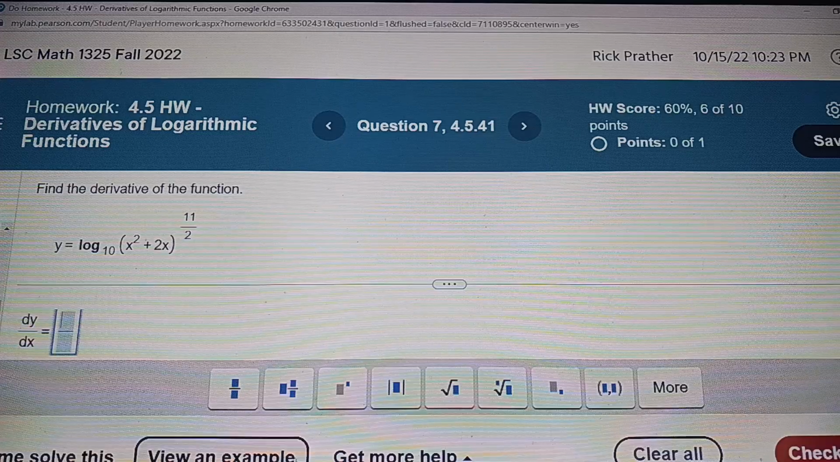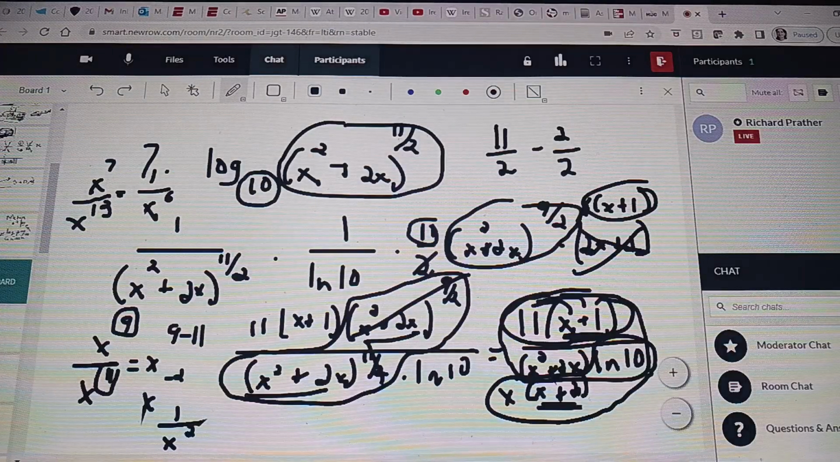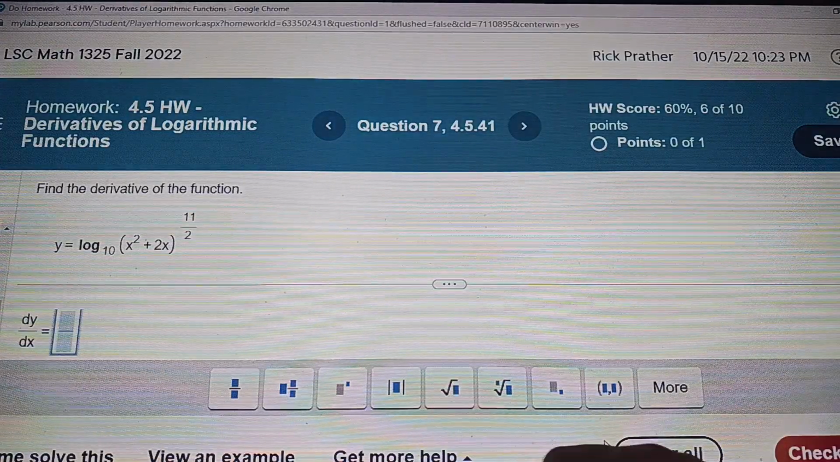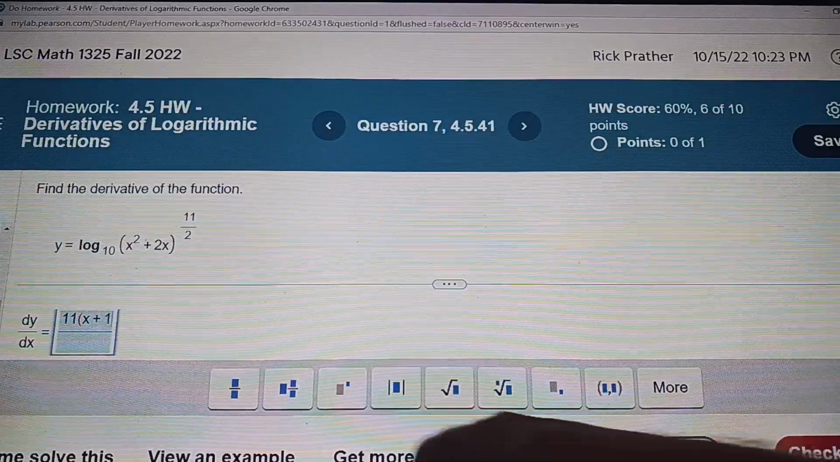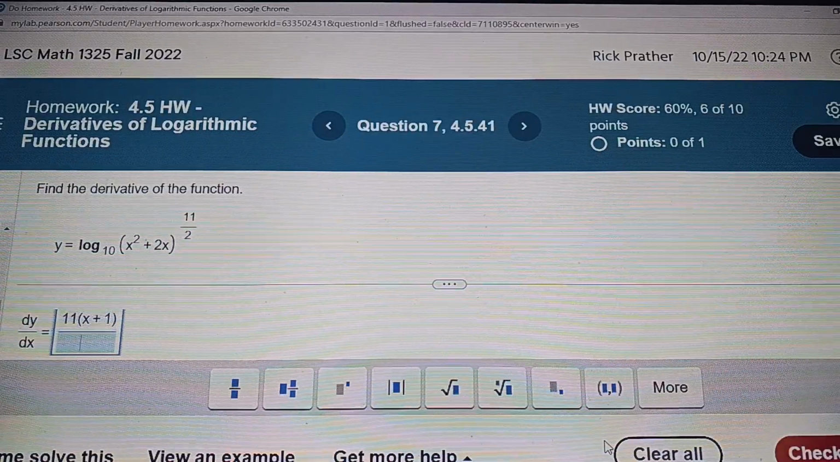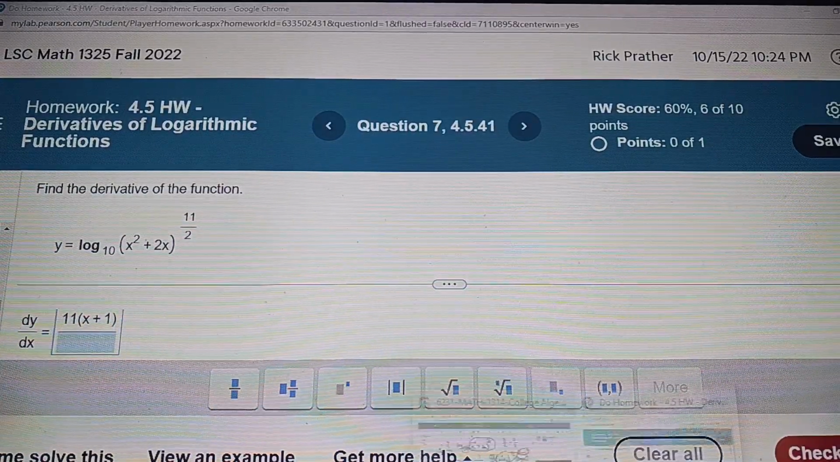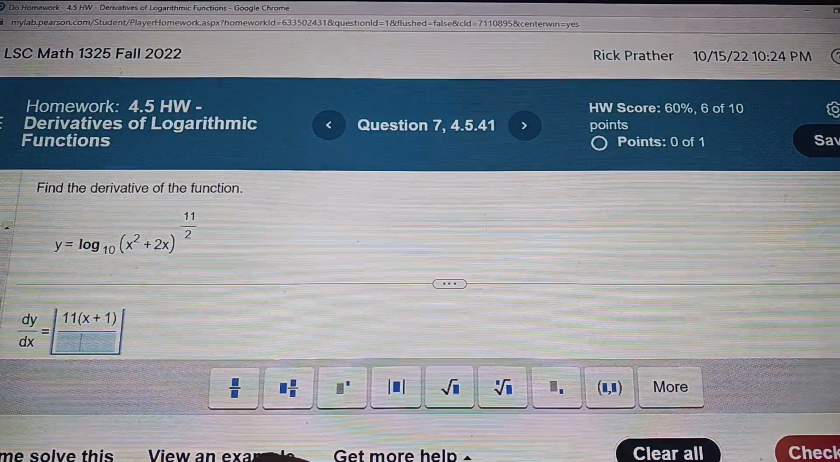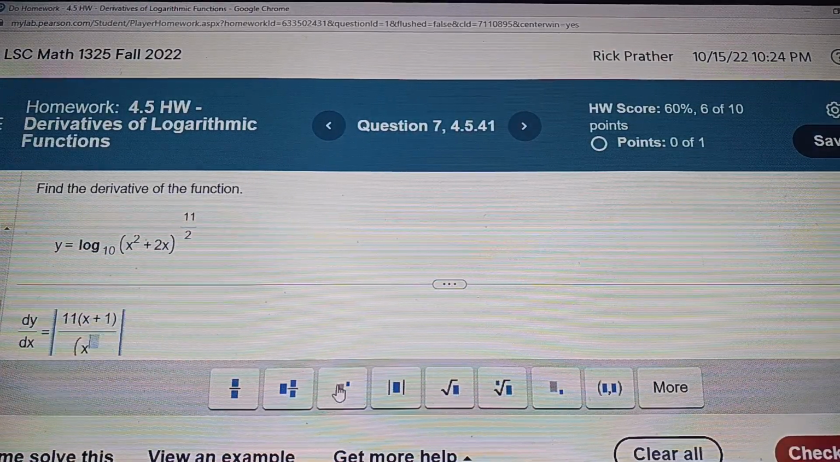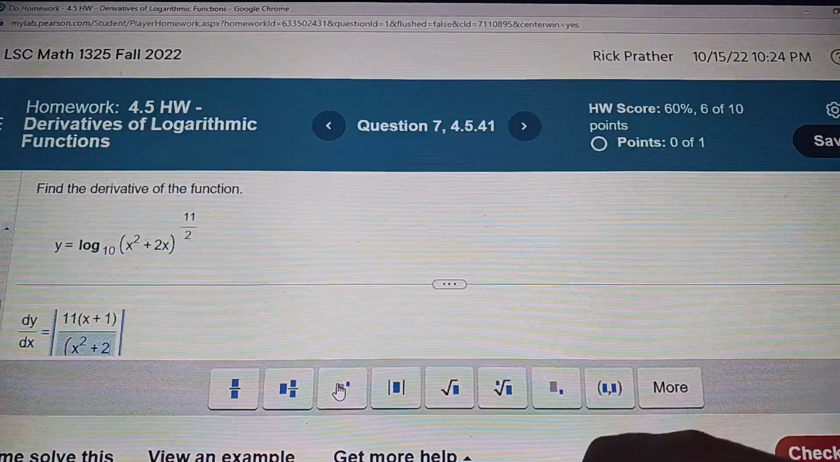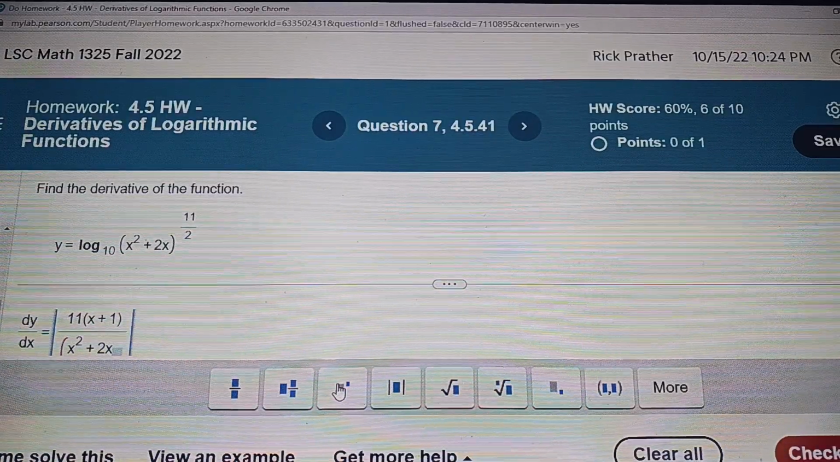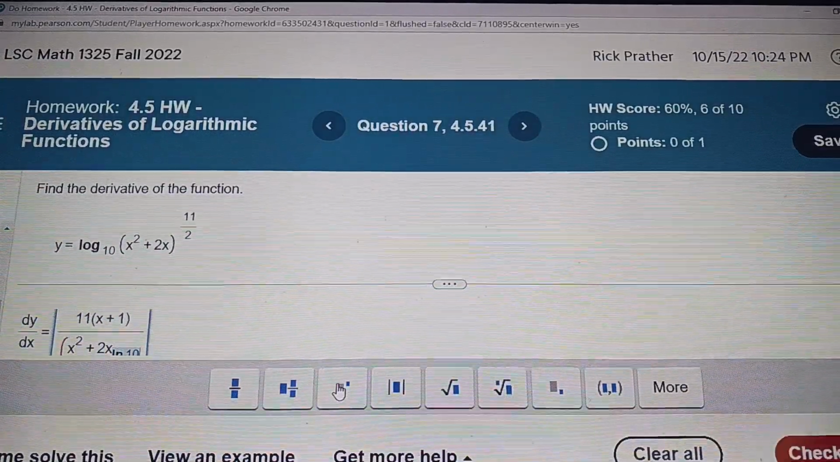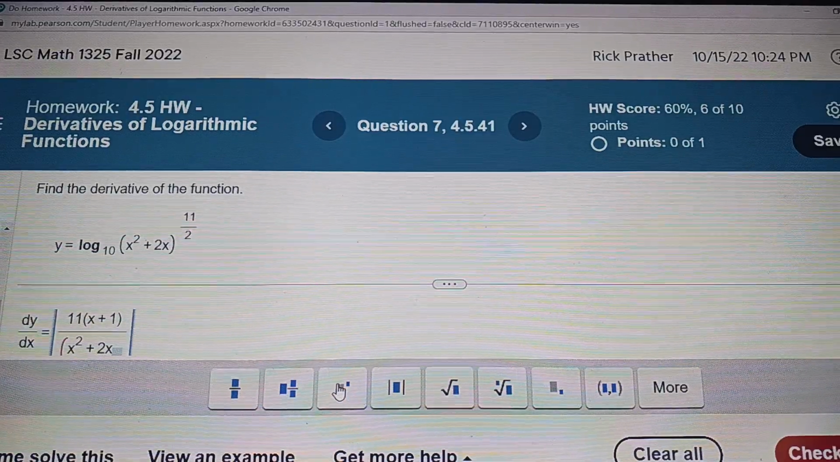So fraction, in the numerator I have 11 times x plus 1 is all that's left. Or 11x plus 11 if you'd like that better. In the bottom, I can either factor out the x or not. Since it didn't help me to cancel, it doesn't matter. X squared plus 2x, ln of 10. Whoops. It's down in the denominator.